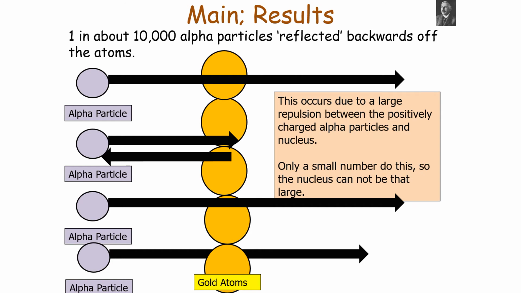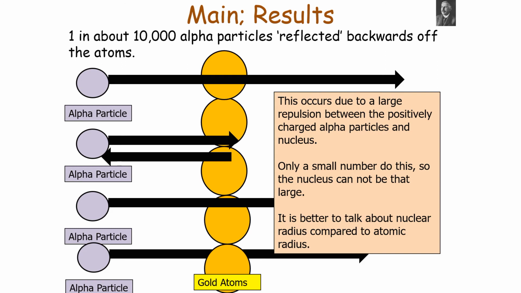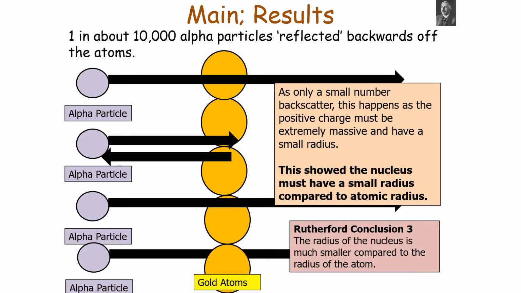Now, the important thing to note is only 1 in 10,000 alpha particles reflects backwards, so this indicates that the nucleus can't be that large. Now, if we compare the nuclear radius to the atomic radius, this showed us that the nucleus must be much smaller than the atomic radius. Now, if 1 in 10,000 alpha particles are reflecting backwards, that tells us that the nucleus of the atom is 10,000 times smaller than the radius of the atom, which is conclusion 3.